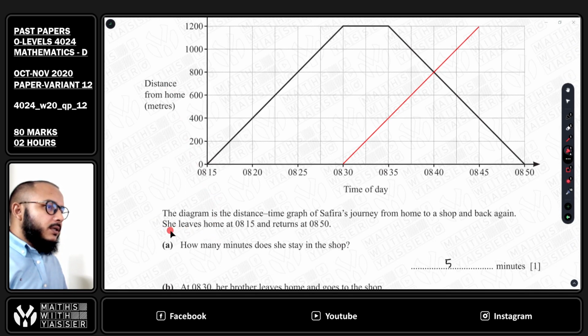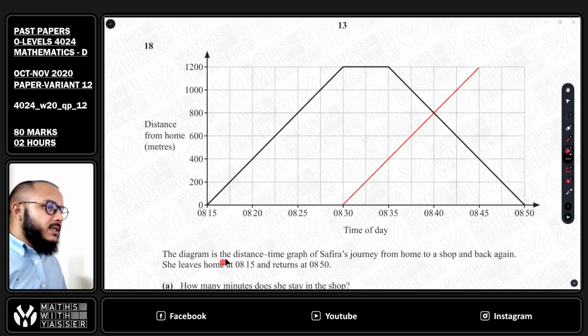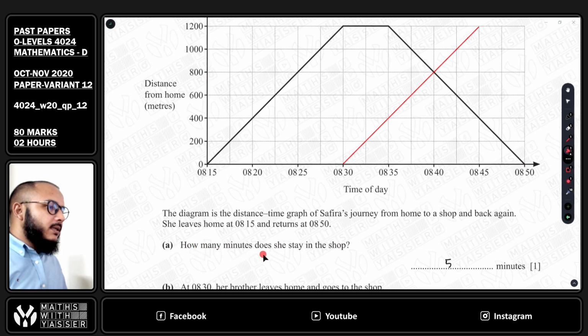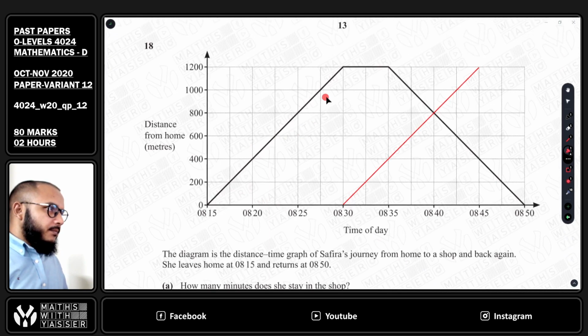Then it says that she leaves home at 8:15 and returns at 8:50. So this is the journey for Safira, which is provided with the black line. So she leaves at 8:15 and she comes back at 8:50. How many minutes does she stay in the shop? So she stays for 5 minutes because when she's traveling, the distance is increasing, of course. And when she has reached the shop, she's staying in the shop, she's not going anywhere. And she was there between 8:30 and 8:35. So she was there for just 5 minutes. After that, she returned to her home.